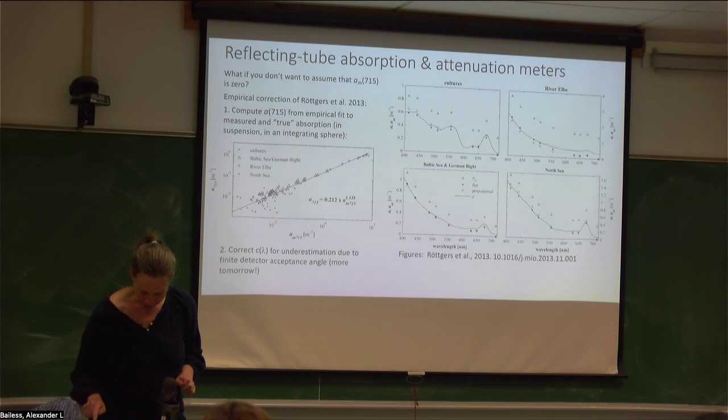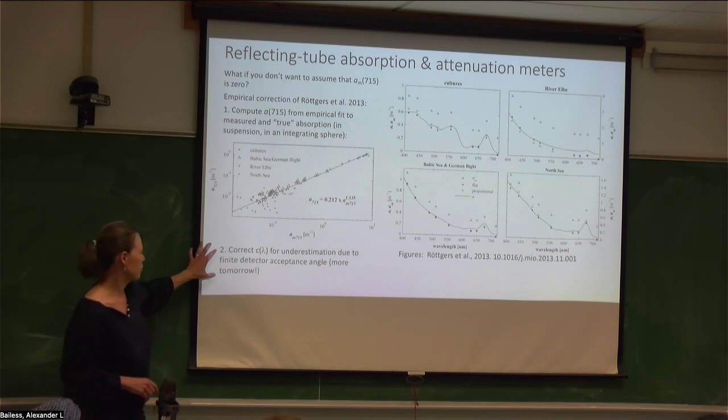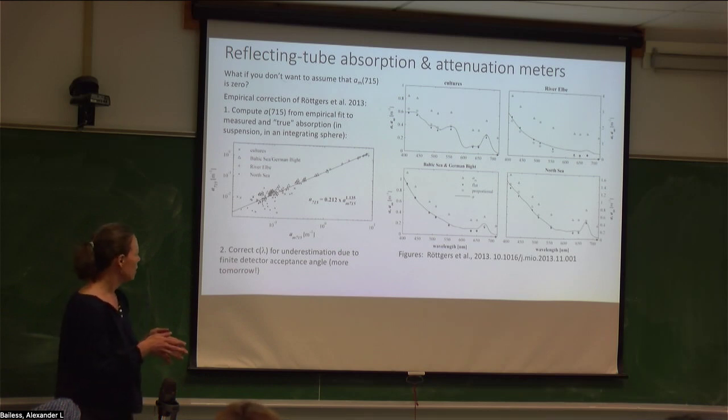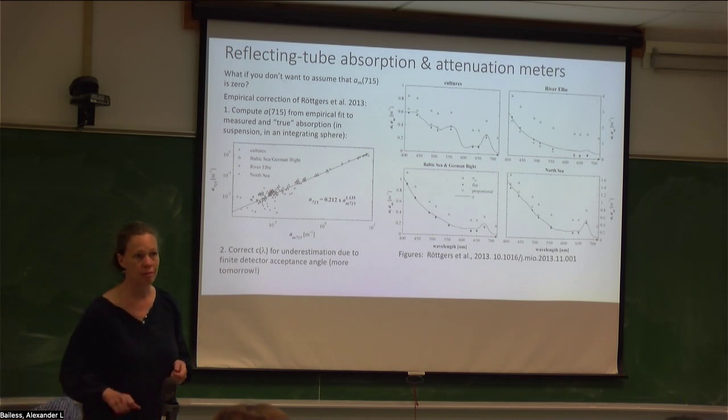Okay. And in their method, they also did a correction of beam attenuation for that underestimation of scattering due to the finite detector acceptance angle. And we'll have more on that tomorrow. So that's another step that was applied here.